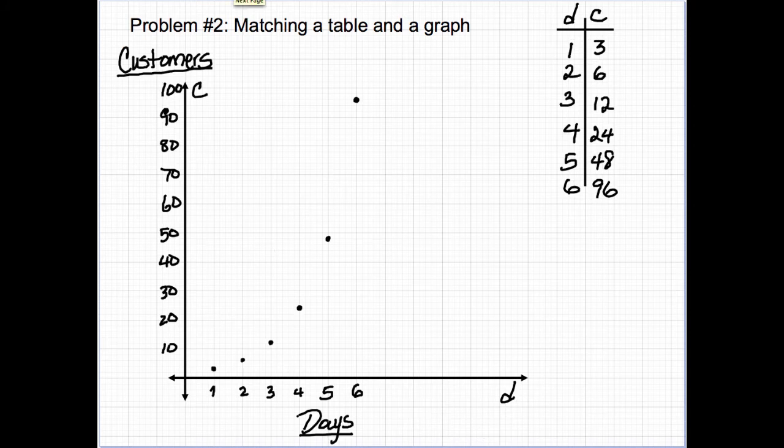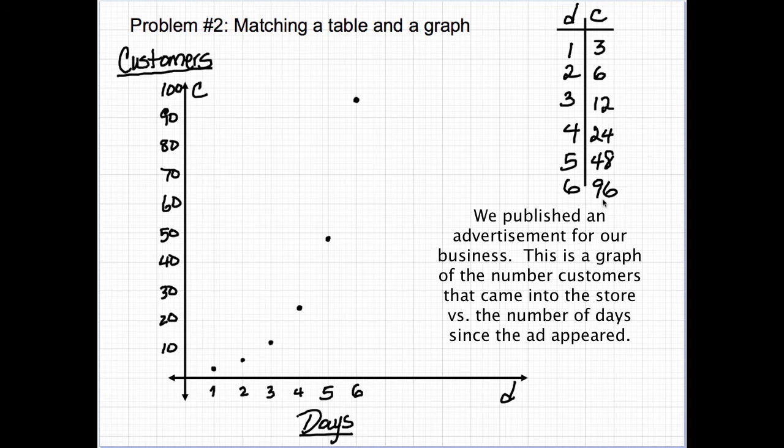Now let's look at this graph. Here we are going to graph the number of days that our advertisement has been posted on the internet, let's say, and see the number of customers that come into our store during that entire day. The first day after we posted the ad, there were only 3 customers. The next day there were 6. The next day there were 12. And then the next day there were 24, and then 48, and then 96.